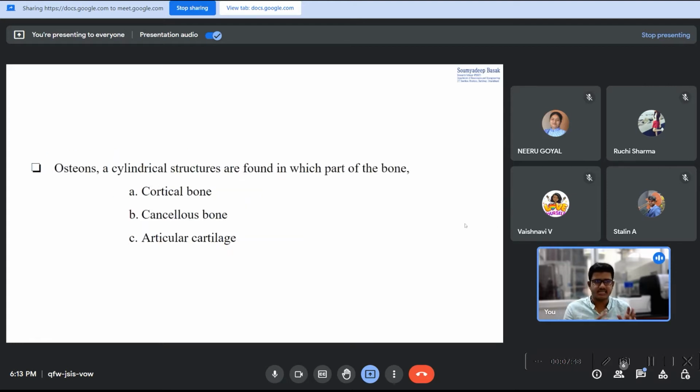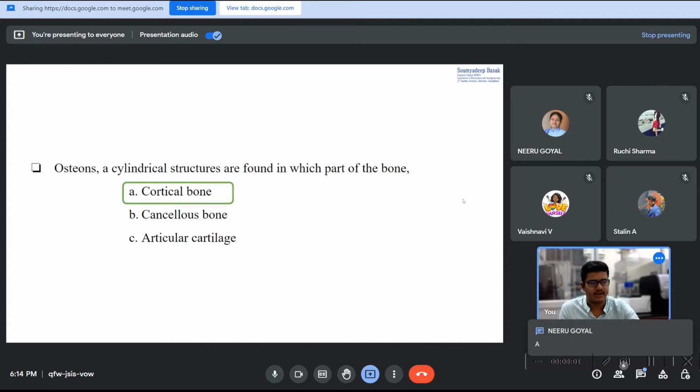Osteons, a cylindrical structure, are found in which part of the bone? Cortical bone, cancellous bone, or articular bone. Osteons, where? Right, it is the cortical. Okay.